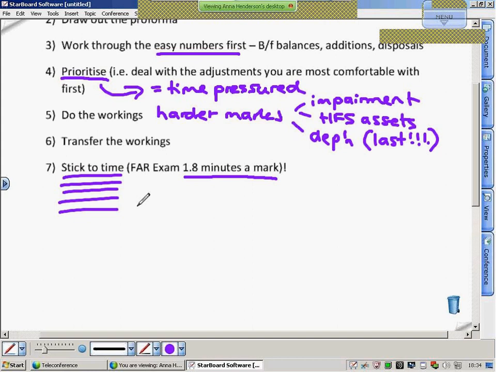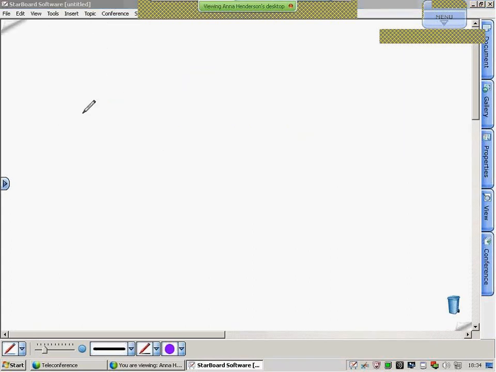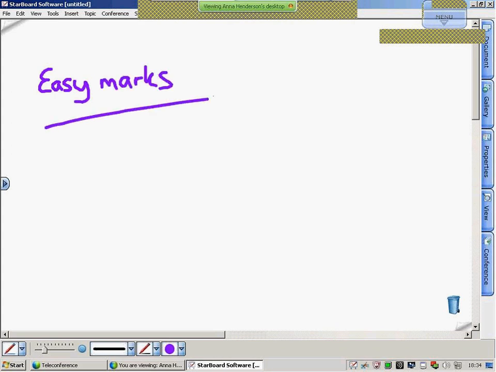Let's get stuck into this question, and actually start seeing the numbers coming through and exactly what we would need to be doing. So we're going to start first of all, we've done the detailed read, we've got the pro forma done for us. Start with the easy marks first. So the marks in this question, essentially we want to be looking for our additions, we're looking for our disposals as well.